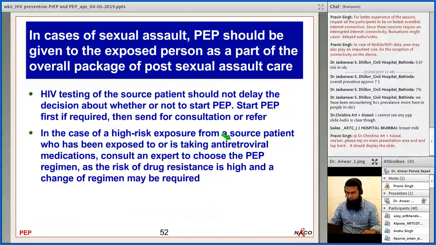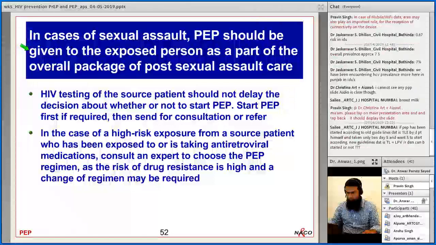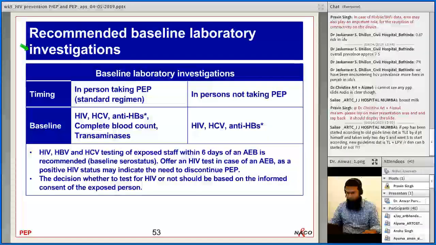And if the source code is unknown, like an unknown needle, and the exposure code is 2 or 3, then consider PEP if HIV prevalence is high in the given population and risk categorization. That is again up to the person deciding whether PEP is to be given, based on all these factors. In case of sexual assault, whatever the source, it is given. As I said, it has been included as a part of the package. So for rape victims, both men and women, it can be given.